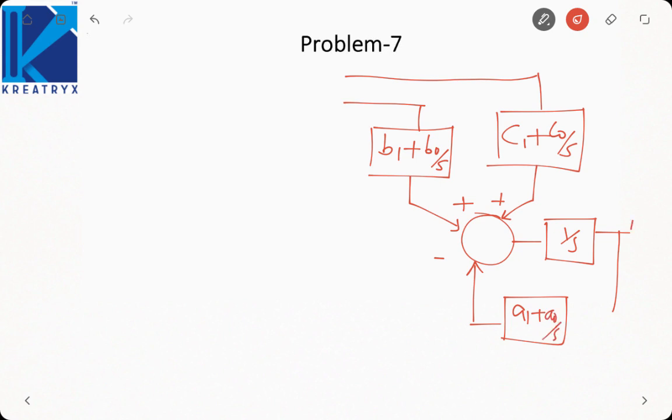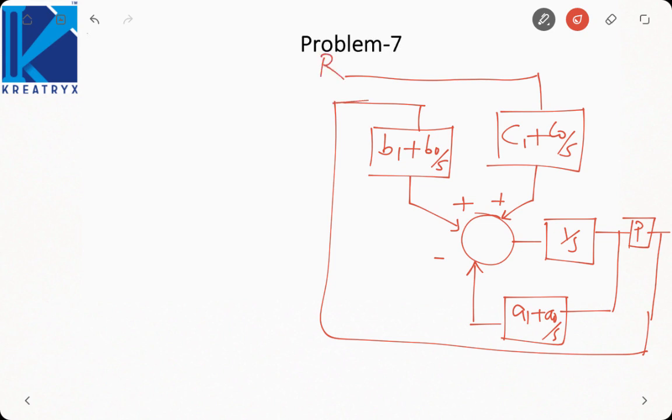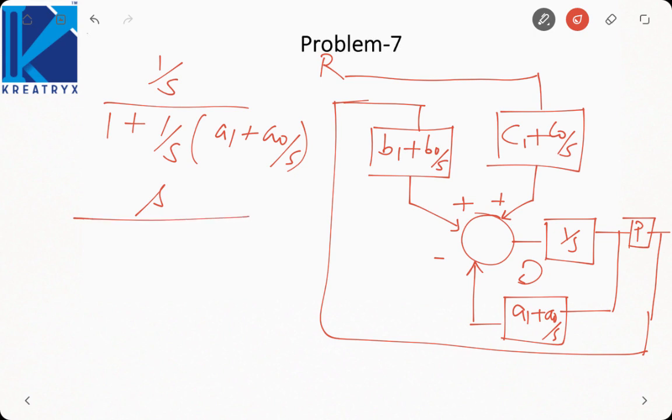Okay, this is P block here, and this signal is fed back here. Okay, now if you see, simply this is a feedback loop. So feedback loop gain would be 1 by S divided by 1 plus 1 by S, A1 plus A naught by S. So it would be S upon S square plus A1S plus A naught.